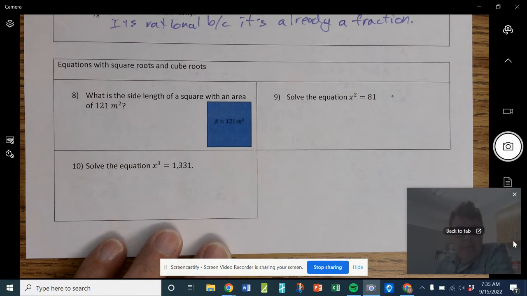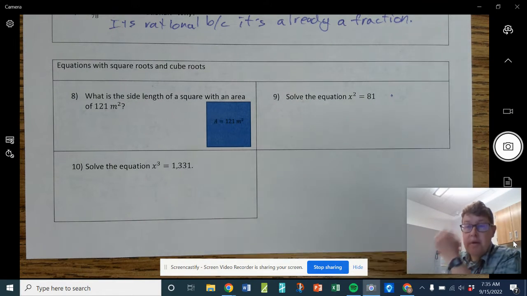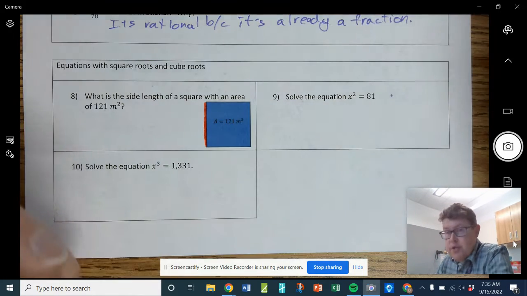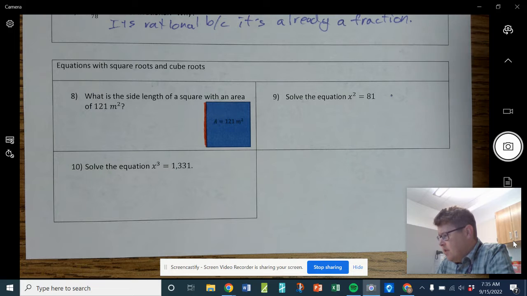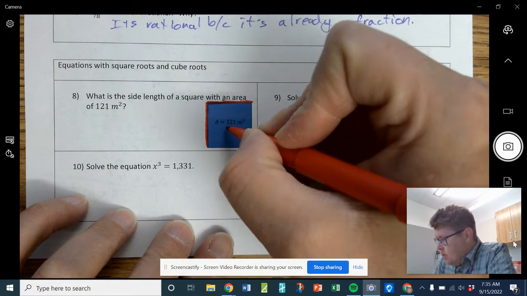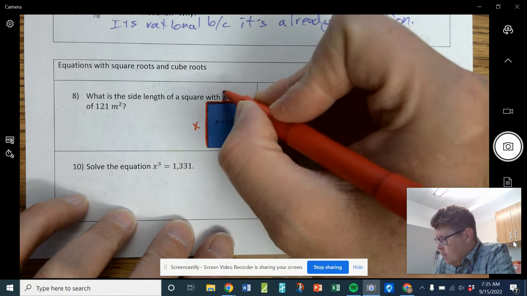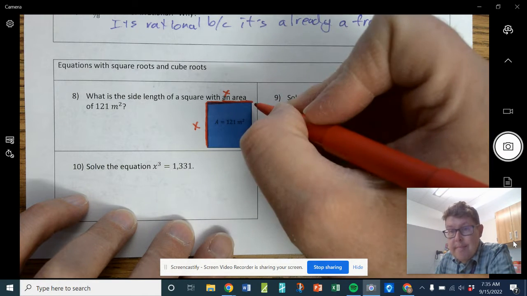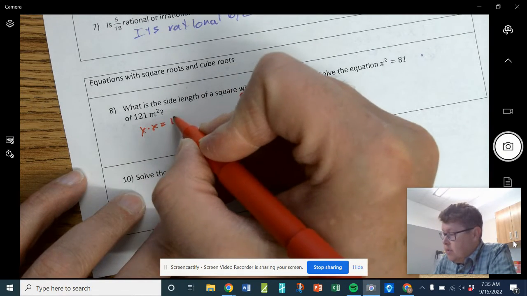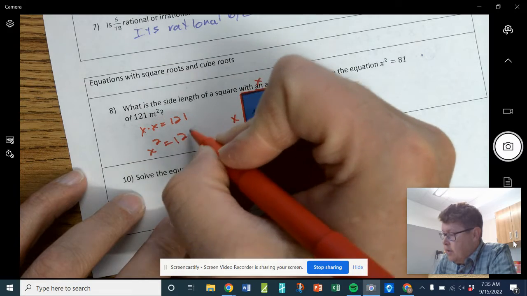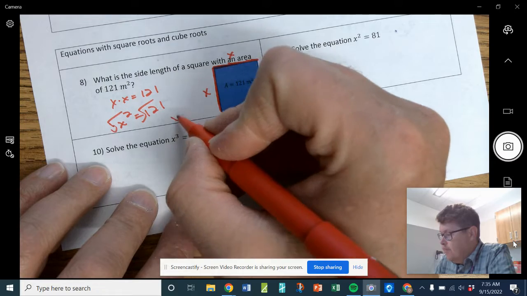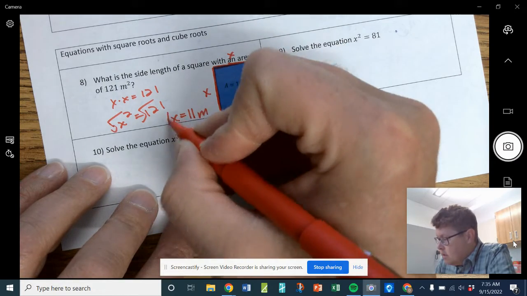Okay. Number 8. What is the side length of a square with an area of 120 meters squared? So basically, the idea again is we're finding out the length of one side of this square. That's what you're doing with the square root. You want to figure out what number multiplied by itself gets you to this area. So if we call this x, and we call this x because it's a square, so the same length, you can call it both x. You can say x times x equals 121, or x squared equals 121, which we know we can do the inverse of, just square root it to get x equals 11 meters.